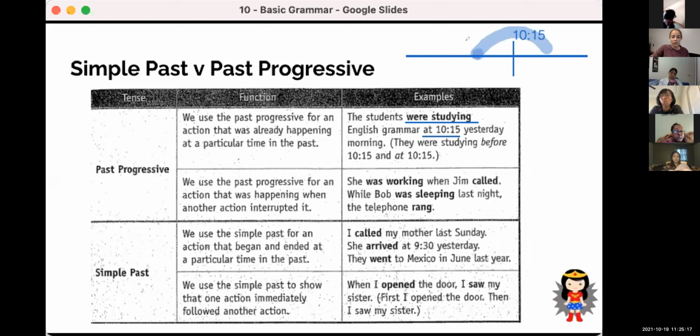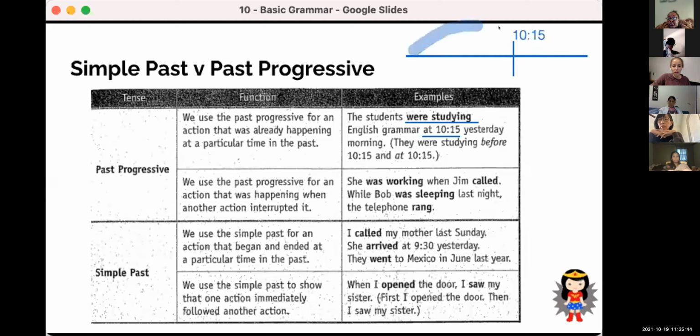We could do the same thing for sleeping, right? You're sleeping for many hours, but at 10:15 you were sleeping. We can use it until. That changes the meaning too much. That means that until 10:15, at that point you stopped studying. They were studying until 10:15. They were studying and they stopped at 10:15.